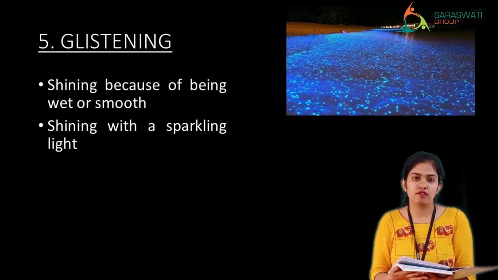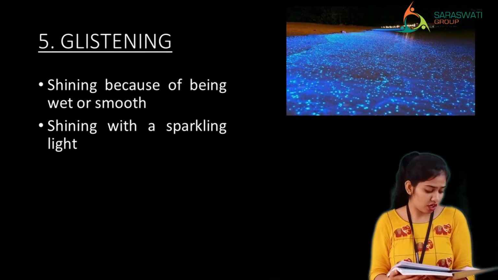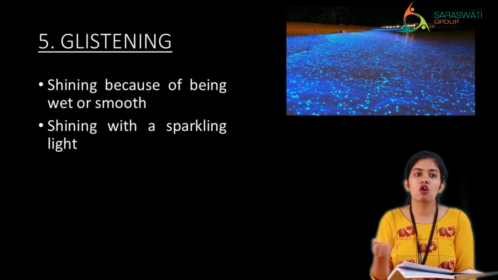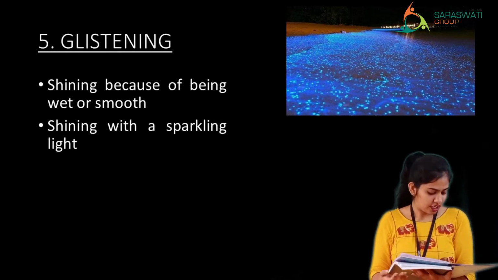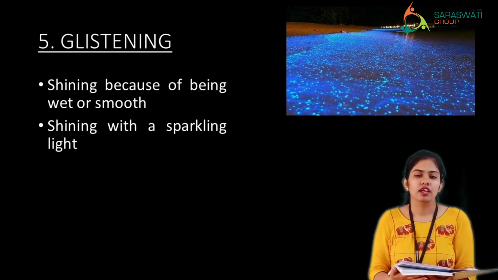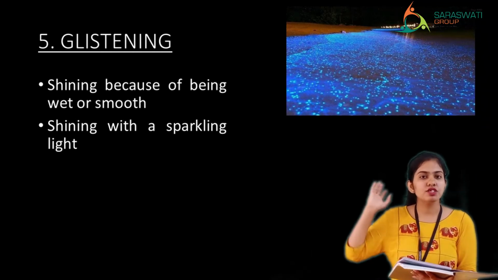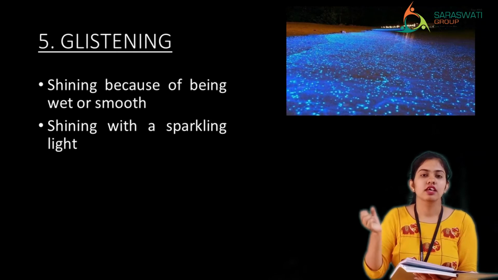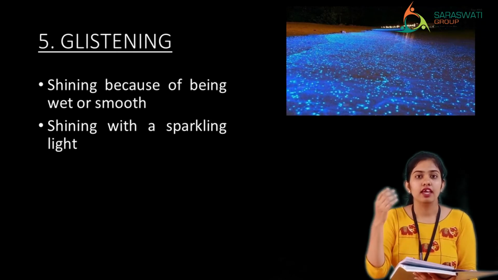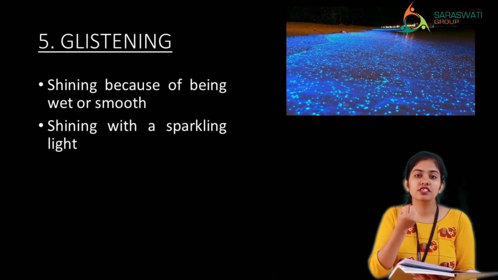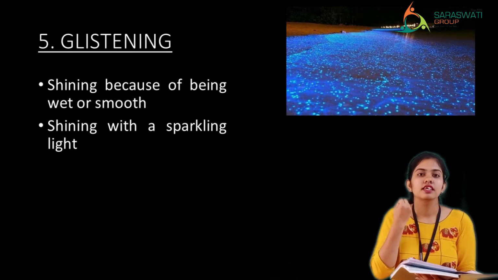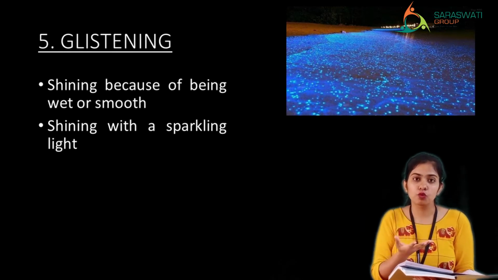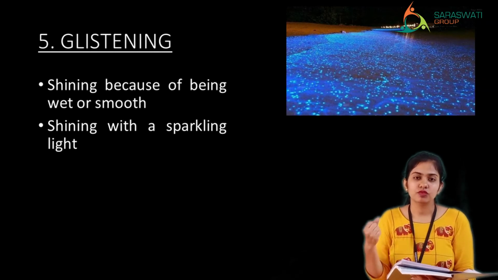Now, point 5, glistening. Glistening means what? Shining because of being wet or smooth, or you can say shining with a sparkling light. Now let's take the example, and you can also see it in the picture. During the daytime, when the sunlight falls on the river, on the water, then it glistens, it sparkles. Due to the rays of the light, it sparkles because the surface is smooth and it is also wet. So I hope, students, you have understood all the 5 vocabulary words very well.